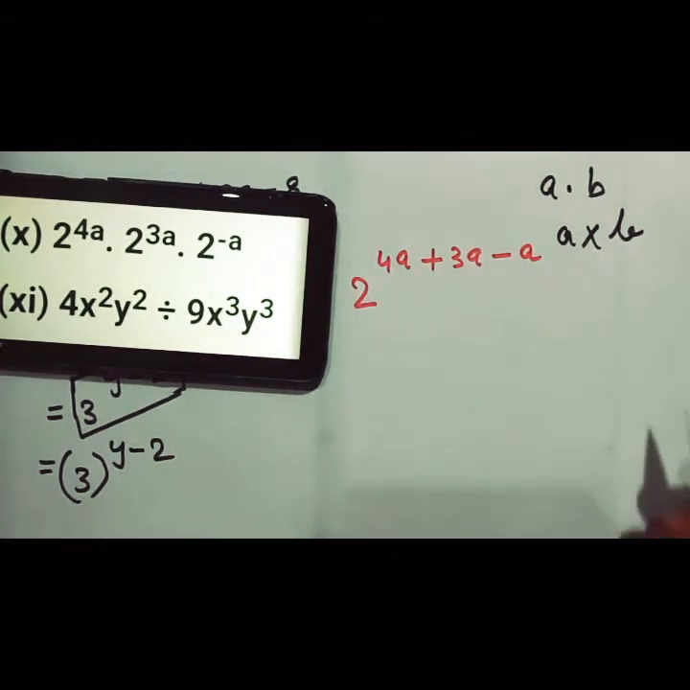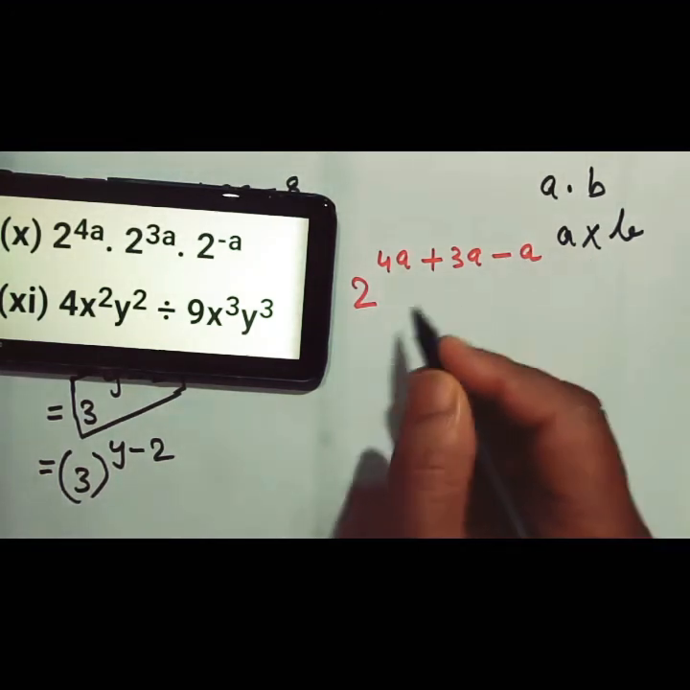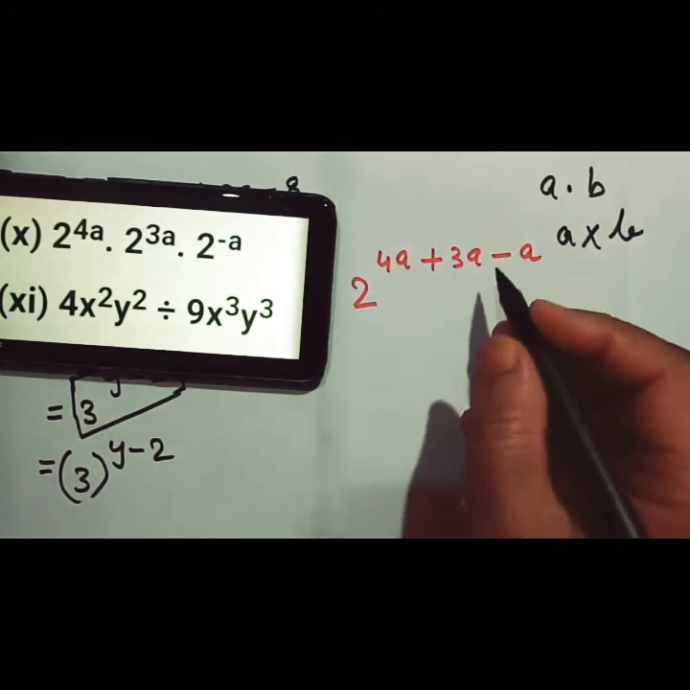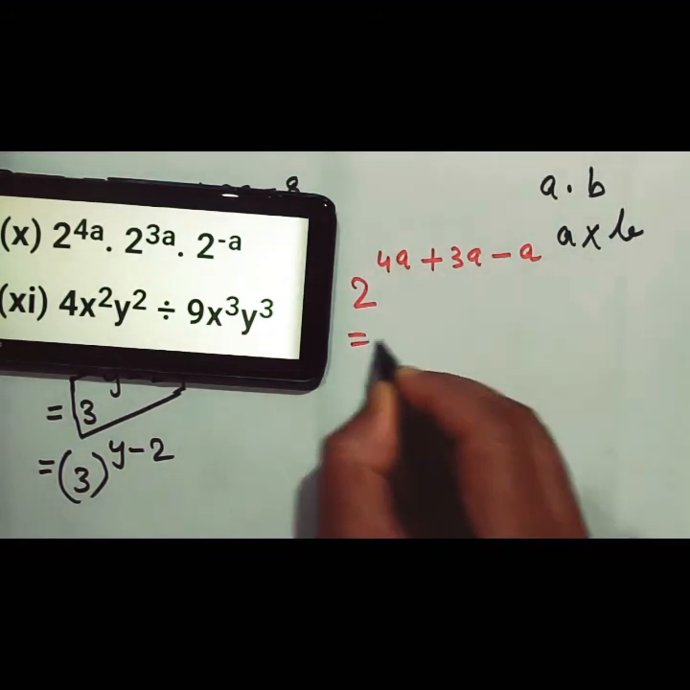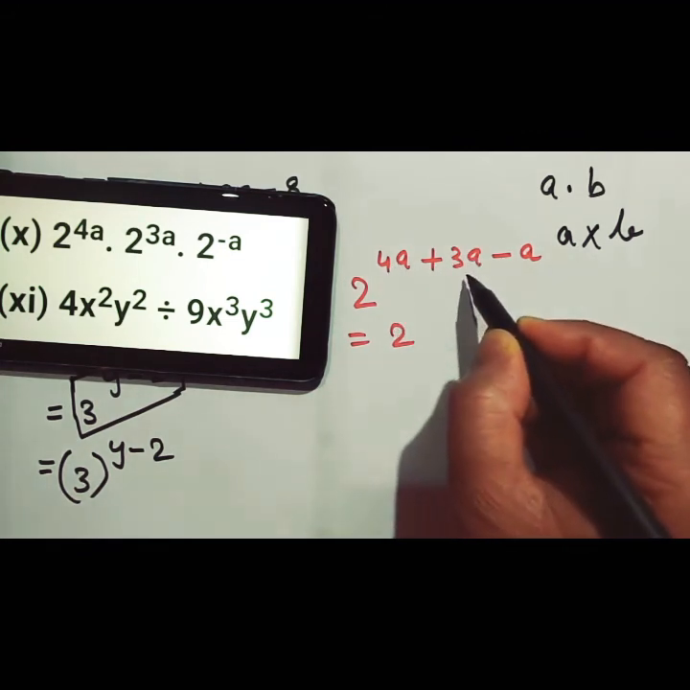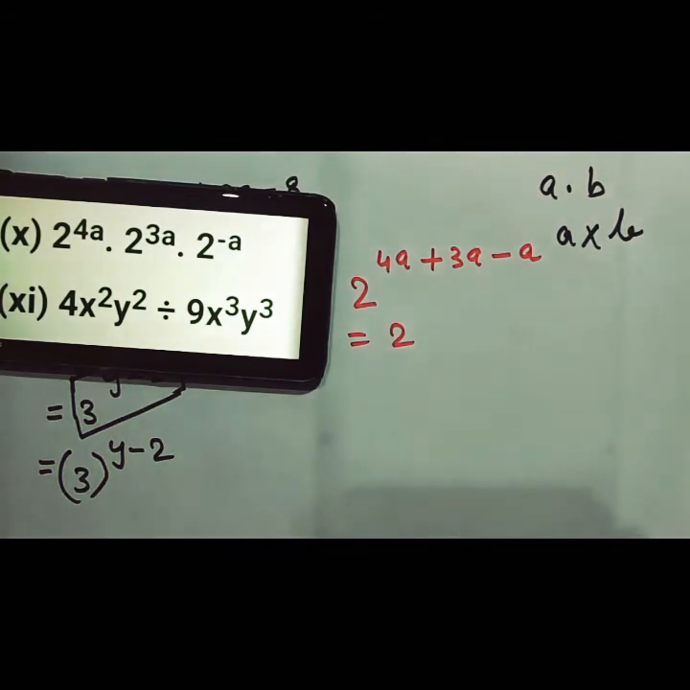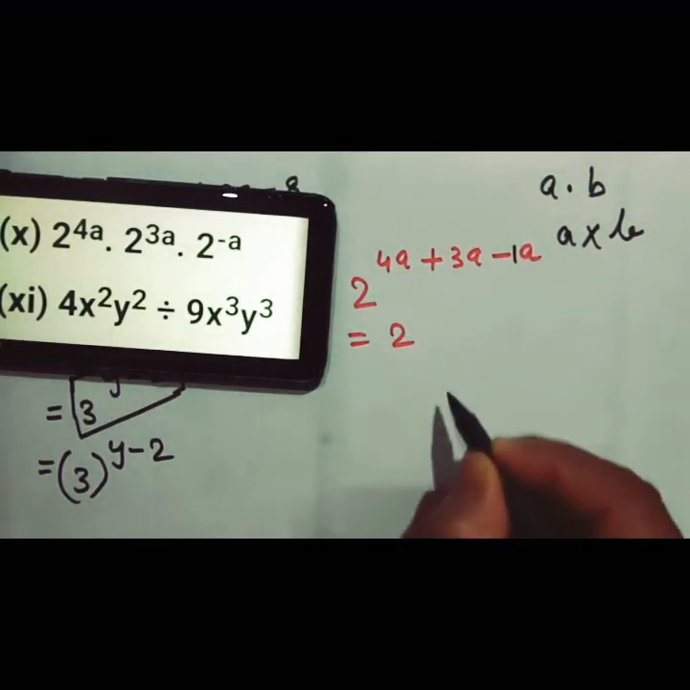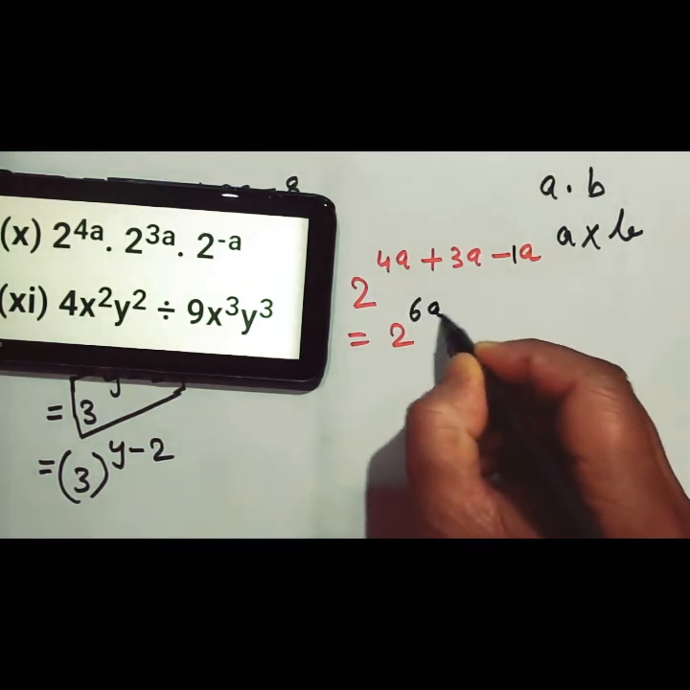Remember one thing, that after we solve this, I'll explain the most important thing over here. So it is equal to 2 to the power 4a plus 3a, which is 7a, minus a, meaning minus 1a. This means 7 minus 1 is equal to 6a.